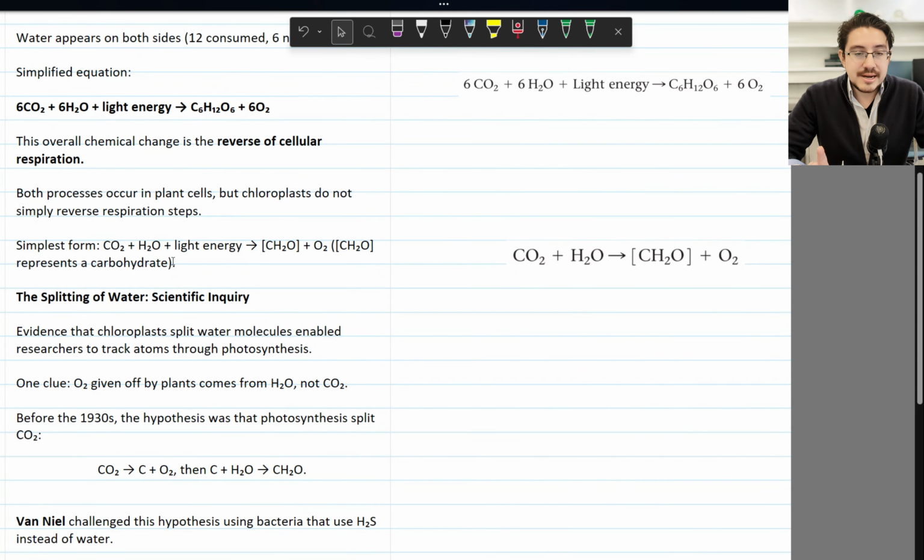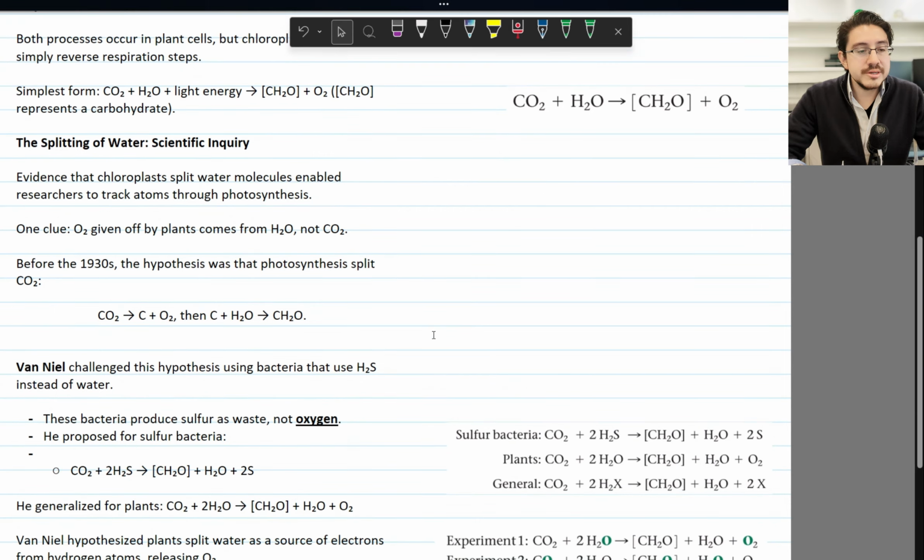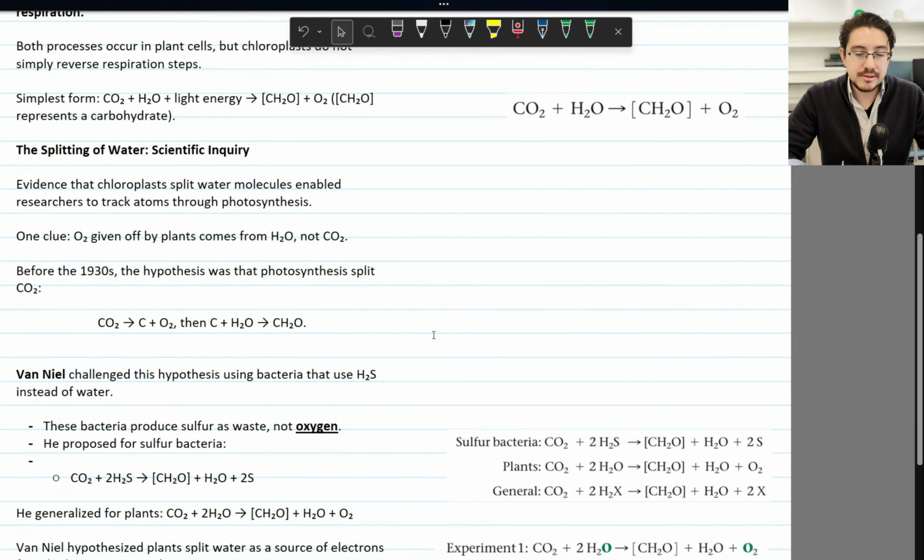If you were to break down this equation to its simplest form, it would look something like this, right? 1 carbon dioxide molecule plus 1 water molecule yields this organic compound here, a carbohydrate, that base equation of a carbohydrate, sugar, and oxygen. Okay? And scientists wanted to know how this actually worked and where the atoms go within the reactants and the products.